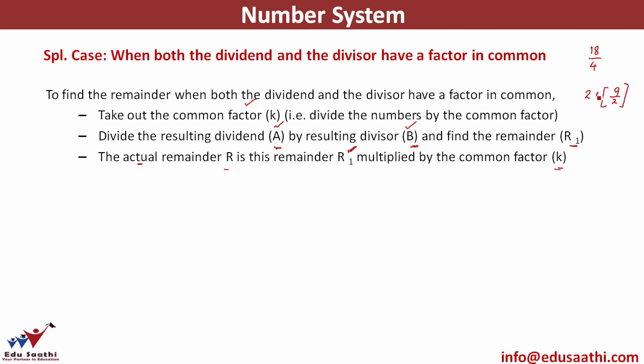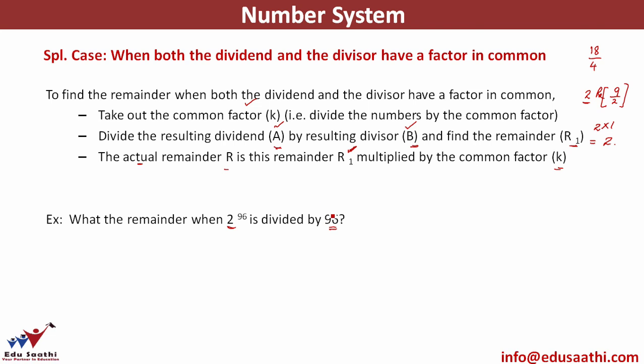So whatever is the remainder of 9 divided by 2, which is 1, will be multiplied with the common factor, which is 2, to get to your final answer, which is coming out to be 2. So let's look at an example. What is the remainder when 2 raised to power 96 is divided by 96?